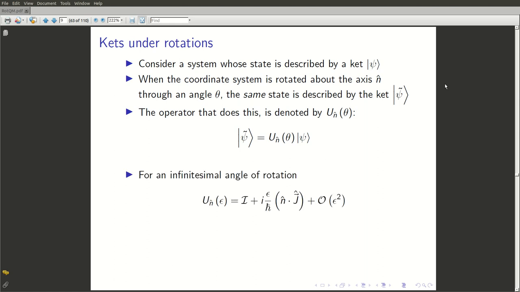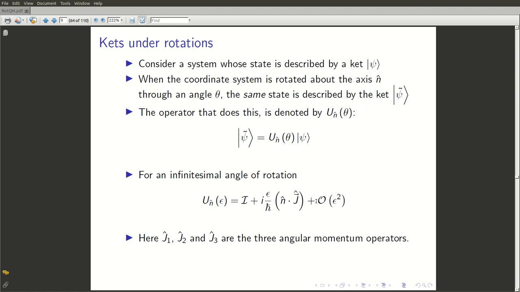So for an infinitesimal angle of rotation, U(n hat, epsilon) has to be identity plus i epsilon by h cross times n hat dotted with J vector, where J vector is a vector valued operator. So an operator which comes with three components, J1, J2, J3, and n hat dot J vector is just the component of this J vector operator in the direction of n hat. This again is correct only up to order epsilon. There are order epsilon square and higher order corrections to this. So J1, J2, J3 in this case are what we will call the three angular momentum operators.